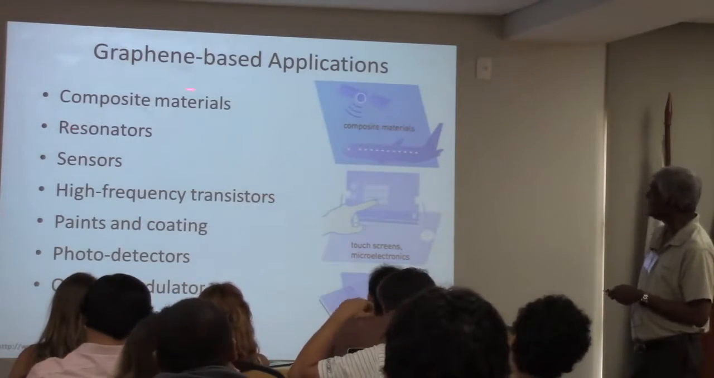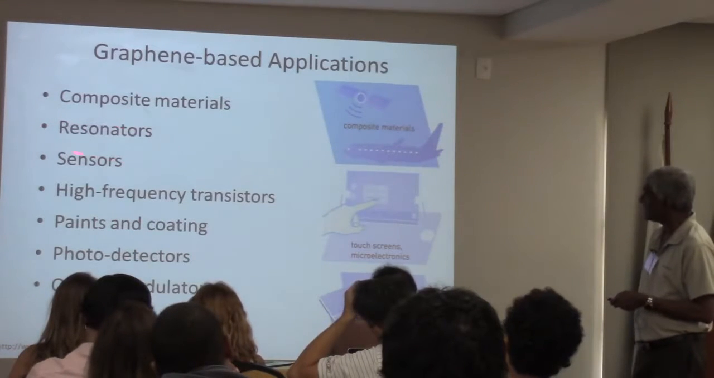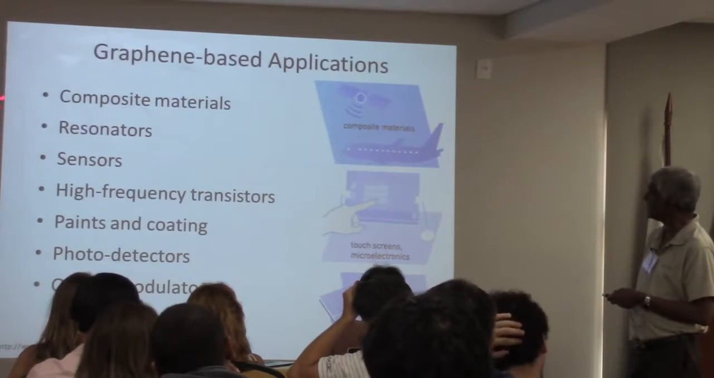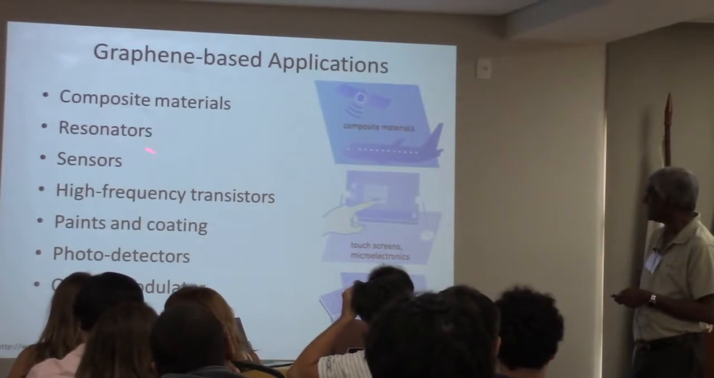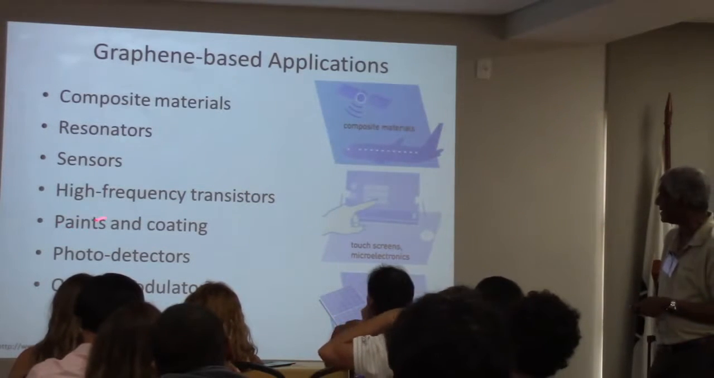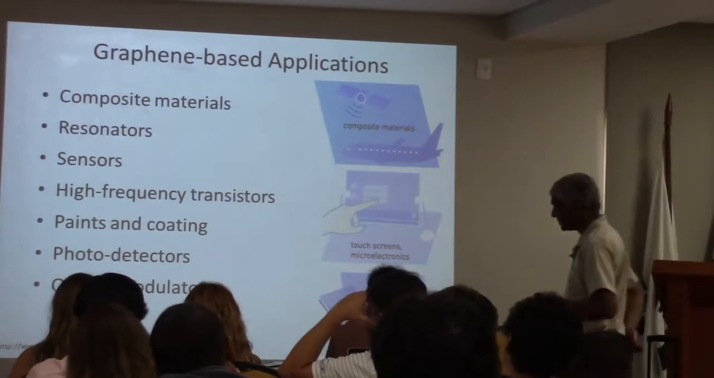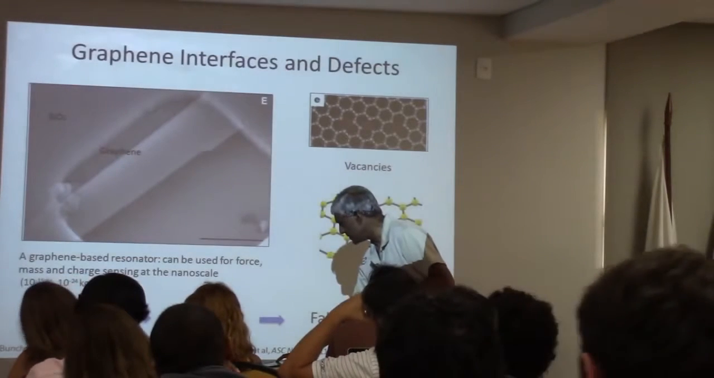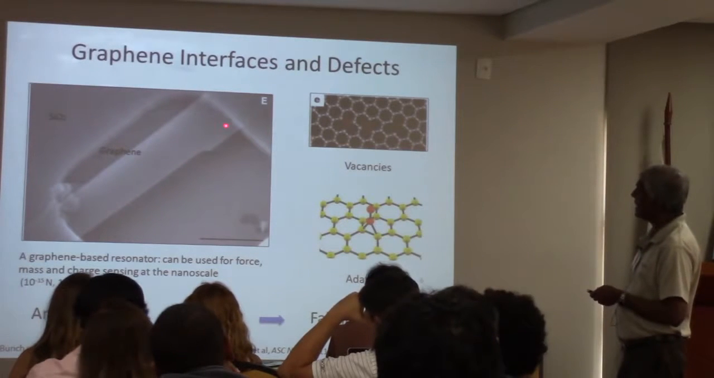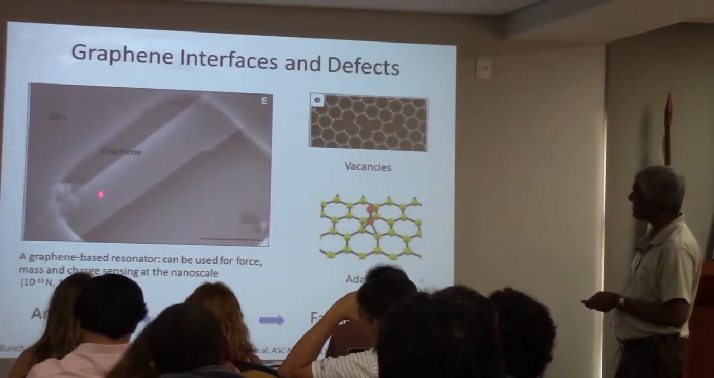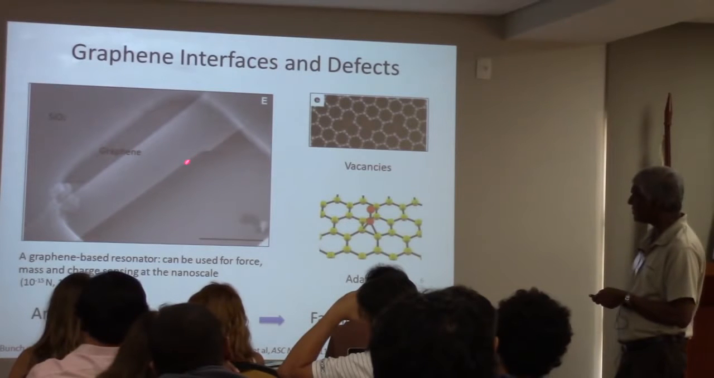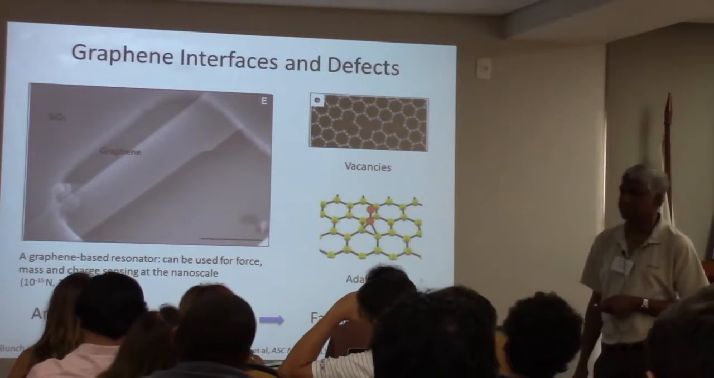Also in terms of applications, there are what are called resonators. These are used in electronics and electrical engineering applications, sensors, transistors, and simple applications like paints and coatings and so on. Here is a very simple resonator, built on a silicon oxide substrate. A resonator like this vibrates in the megahertz frequencies.